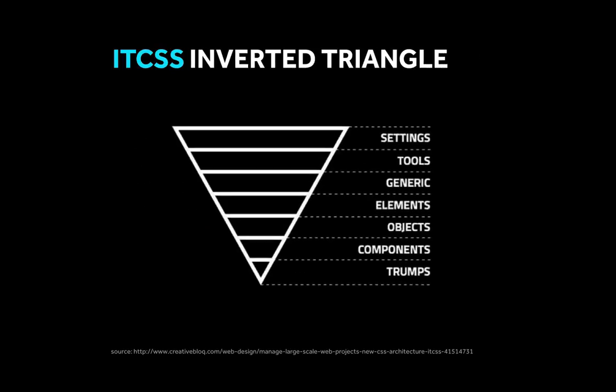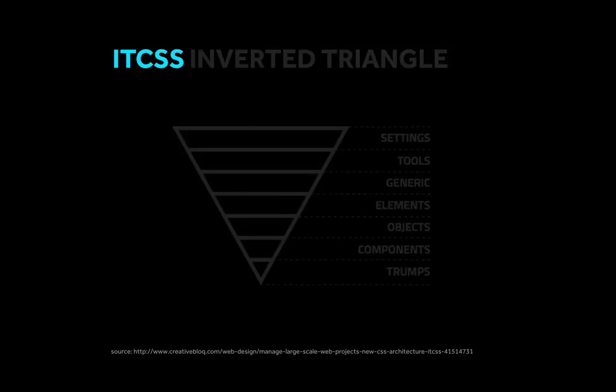So again, it's an upside down triangle. And it has these 7 different pieces. So it has settings, tools, generic, elements, objects, components, and trumps. The first 2 are really reserved for pre-compiled languages as a whole. So Sass has what you refer to as variables. So an example of a variable in Sass would be my unit being 20 pixels. So I could declare a variable and use it throughout my whole project. And then it also has what are referred to as mixins and functions, where I can write a Sass block of code to generate additional CSS. So those first 2 are really reserved for that.